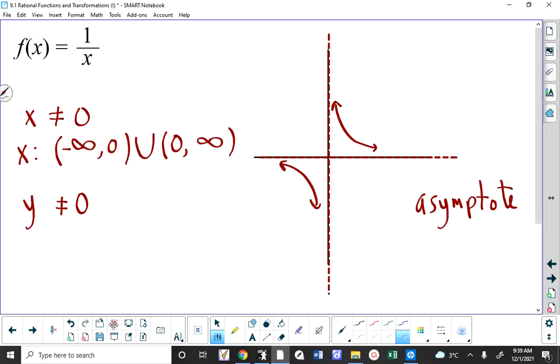But the bottom will always get higher and higher but never reach y equals 0. The top will get lower and lower but never reach y equals 0. So y cannot equal 0. It's kind of the same idea as what we said for the domain. We could also put the range as negative infinity up to but not including 0, in union with not including 0 up to positive infinity.